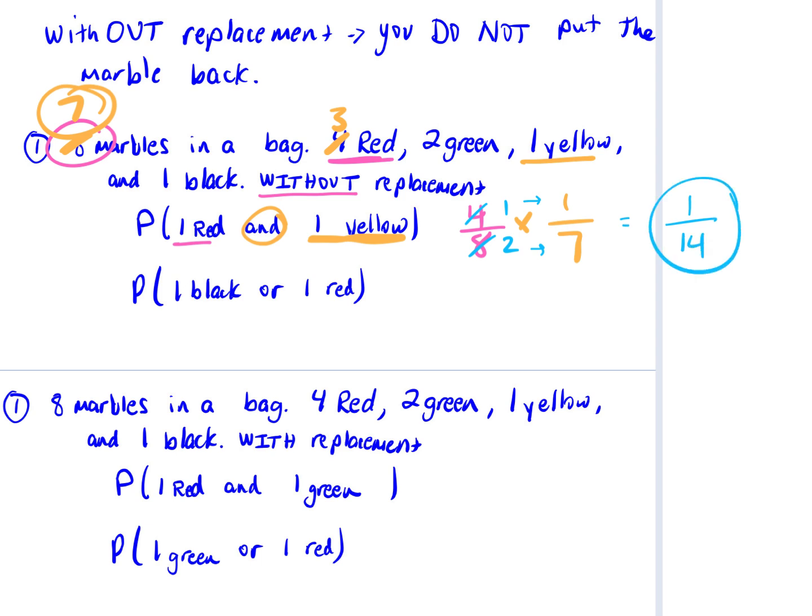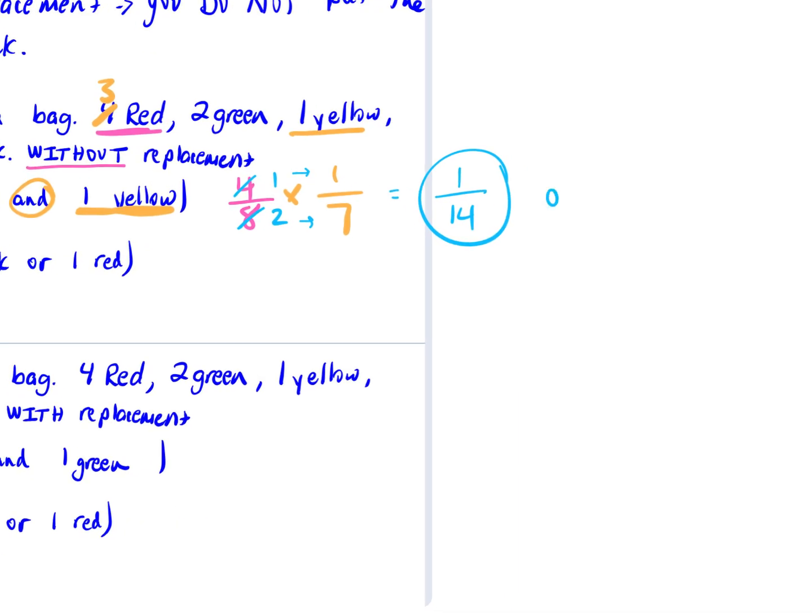Remember, we can leave our answer as a simplified fraction, as a decimal, or as a percentage. So if you wanted to divide 1 by 14 in the calculator, we would get 0.0714. So this would be a good answer. Or we could leave it as a percentage, so we'd move the decimal twice, and we'd get 7.14%. So this would be a good answer too. If you leave it as a fraction, make sure it is a simplified fraction.